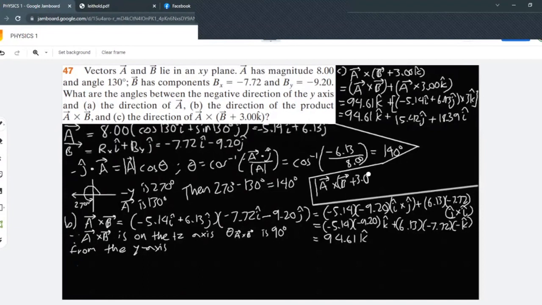What we need is the angle between, wait, sorry. No. What we need is the angle between. So write it down, to get theta, the angle with respect to the x-axis, we only need the i and j components.